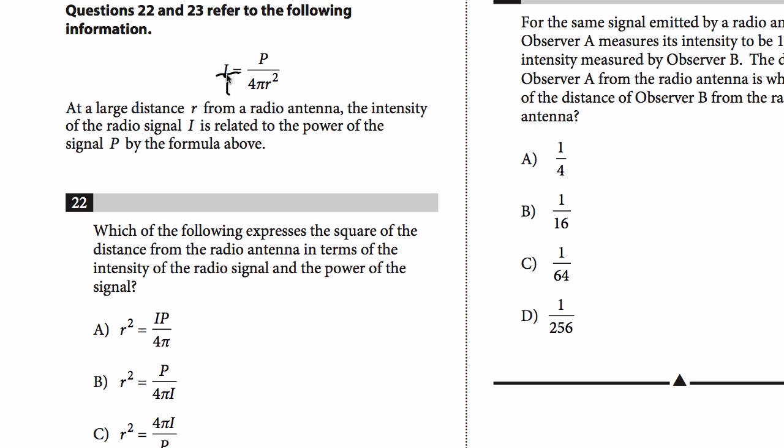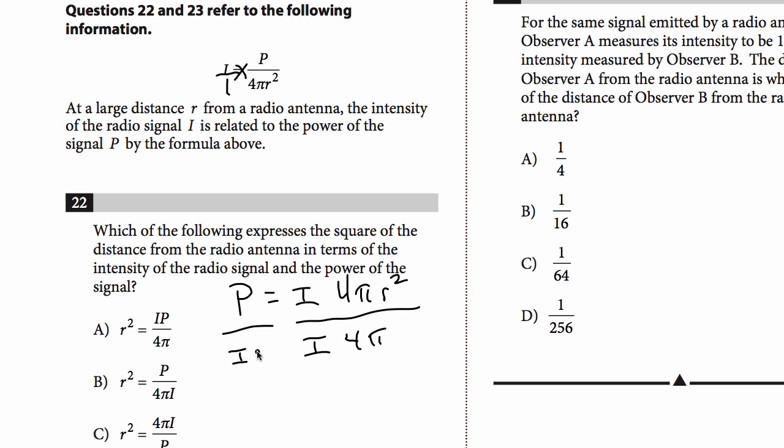So I'm just going to put the I over 1 and cross multiply. So that's P equals I 4 pi r squared. And I divide by I 4 pi, I 4 pi, boom, boom. R squared equals P over I 4 pi. And which one is that? P over I 4 pi. That's choice B. We're done.